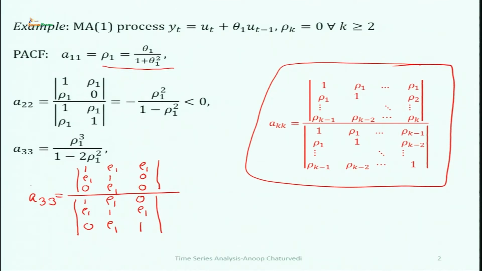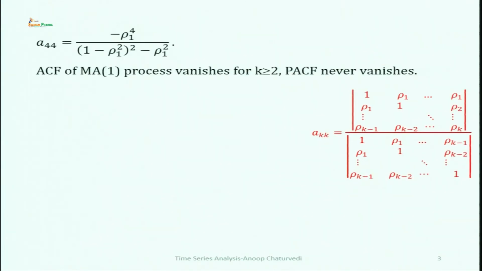Then you can easily simplify it. In the numerator you obtain rho 1 cube, and in the denominator, if we solve this determinant, we obtain 1 minus twice rho 1 square. So, A33 is equal to rho 1 cube upon 1 minus twice rho 1 square. You can also calculate A44 in a similar manner.